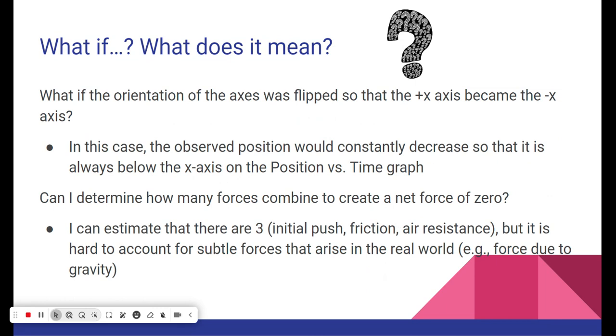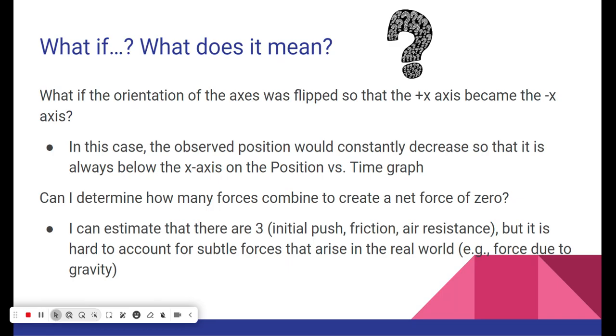Now for questions about hypotheticals. If the orientation of the axis were flipped so that the positive x-axis became the negative x-axis, what would happen then? In that case, the observed position would always be decreasing because it's moving in the negative x direction, so it is always below the x-axis on the position versus time graph, and therefore it is not in the same intended direction as our predicted graph from our model. So that would be very bad.